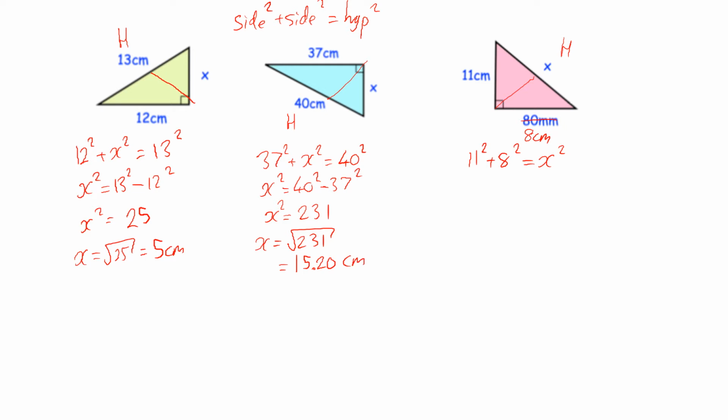And then for the third one, well, we can add those together. So 185 is x squared. We want to square root that to get what x actually is, which is going to be 13.60 centimeters, because we changed them to centimeters.